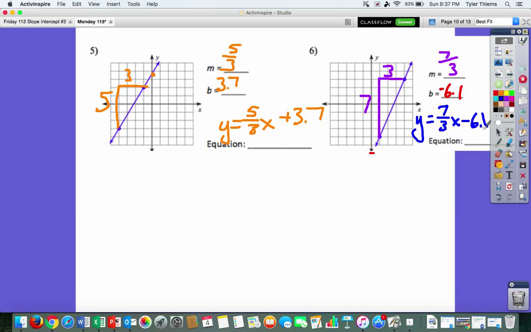Please press pause and try number 7 and 8 on your own. When you get done with those two, try the IXL lesson that is on Canvas.